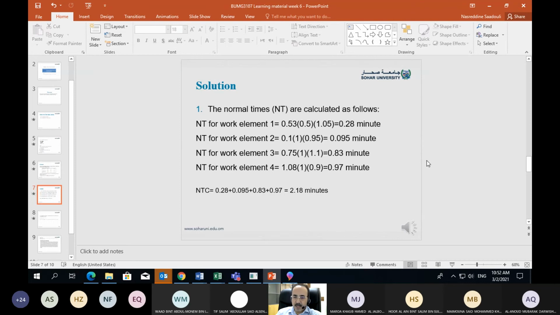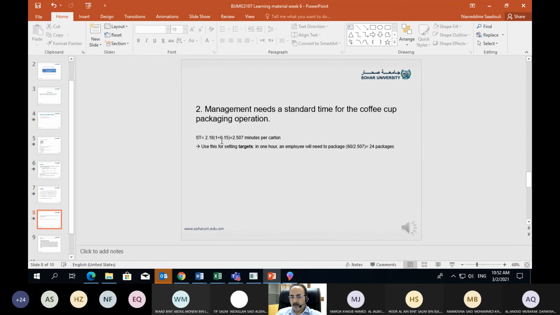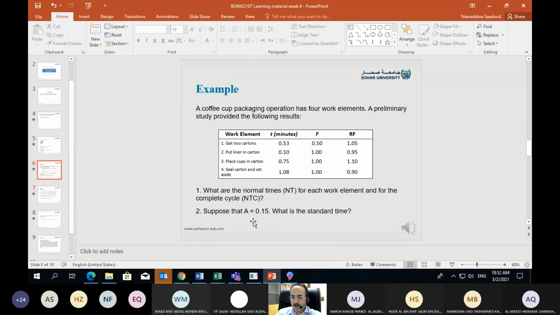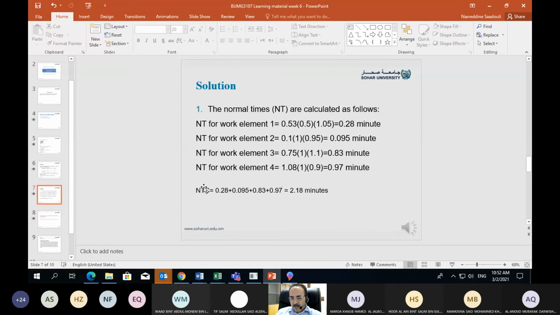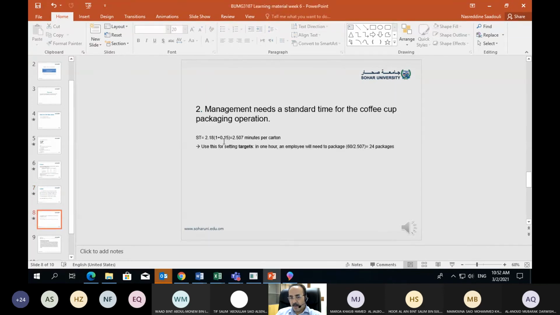What do we need to take into account? Well, we need to take into account the allowance. Here, we are told that for this company, the allowance is 0.15. That means 15%. So therefore, to find the standard time, we will take the normal time for the complete cycle multiplied by 1 plus 0.15. So it's the normal time plus the allowance time, and this gives us 2.507 minutes per carton.